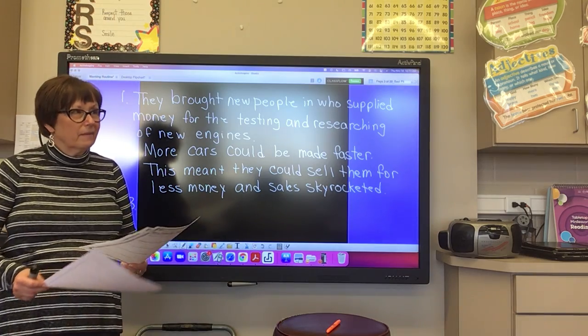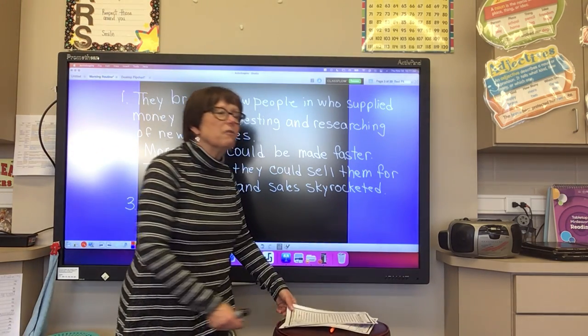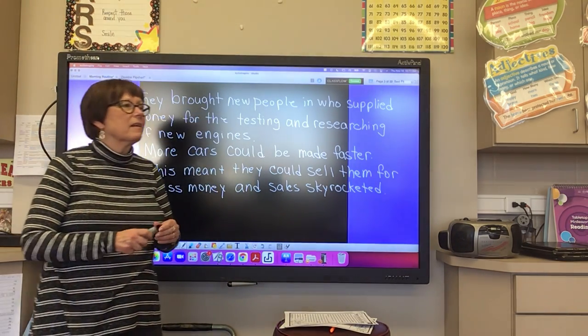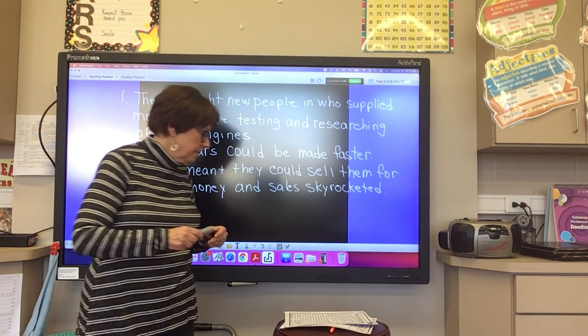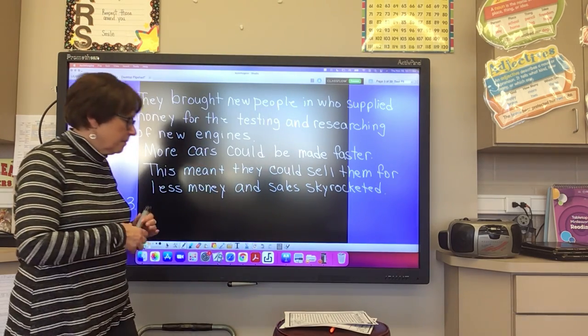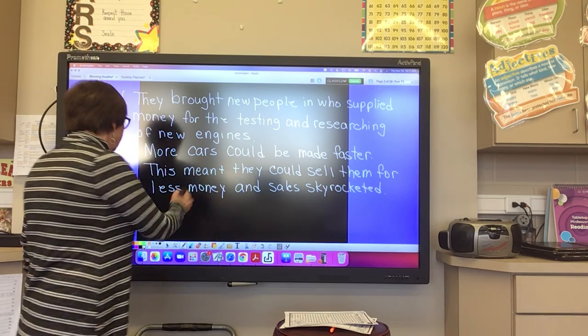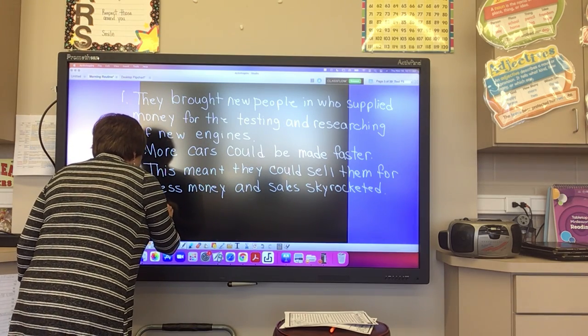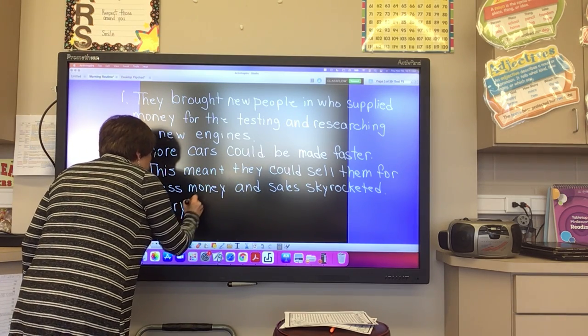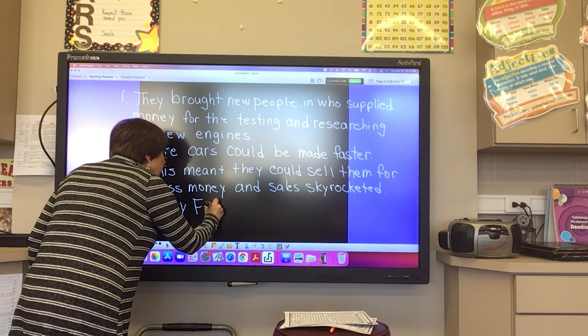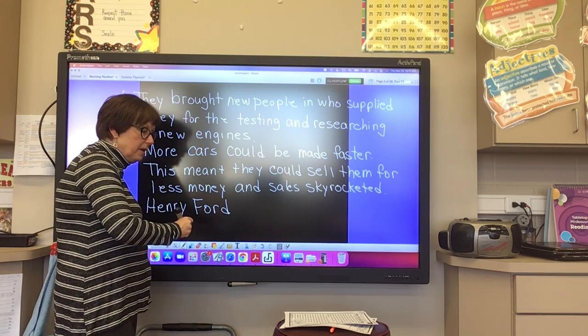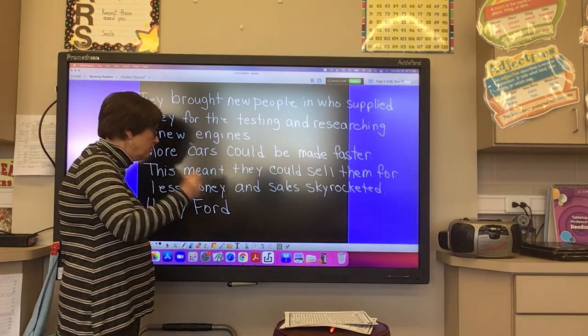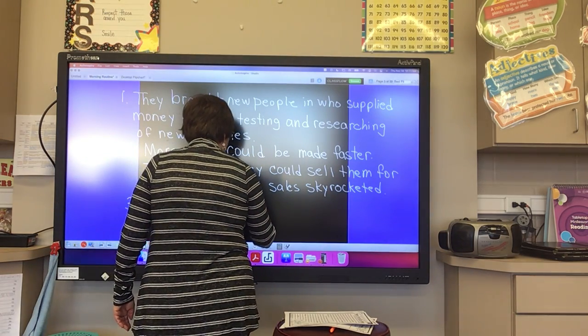What else happened? I'm looking for another significant event. At the end of 1918, Henry Ford retired. Yes, Henry Ford retired. But can you imagine? More than half the cars on the road were Model Ts. Henry Ford retired.